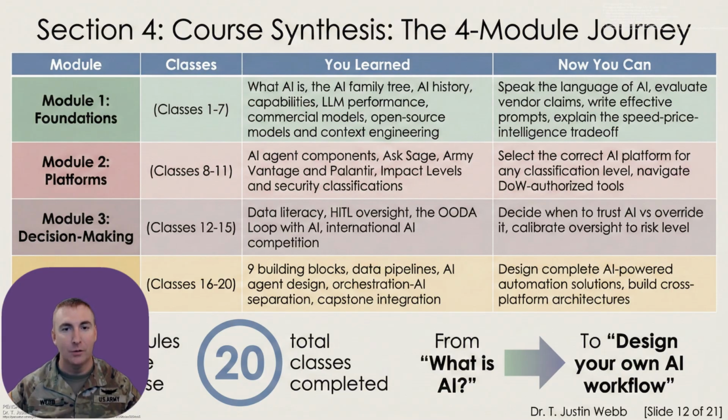Module 3, you learn judgment. Now you can decide when to trust AI and when to override it. Module 4, you learn to build. Now you can design complete automation solutions and transfer that knowledge to any platform. 4 modules, 20 classes, 1 integrated capability set. And there is a way to measure exactly how far you climbed.